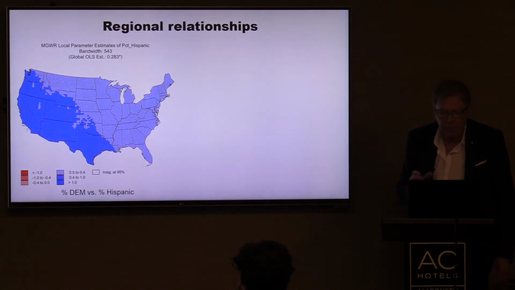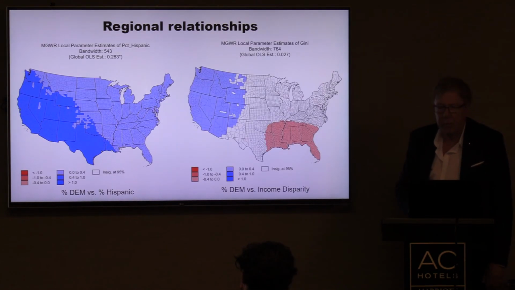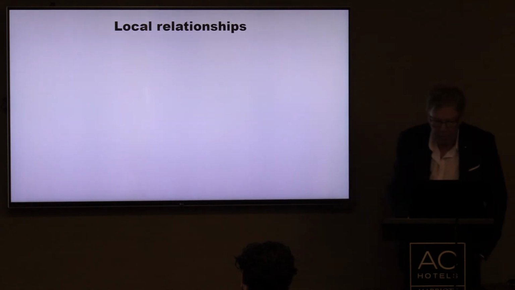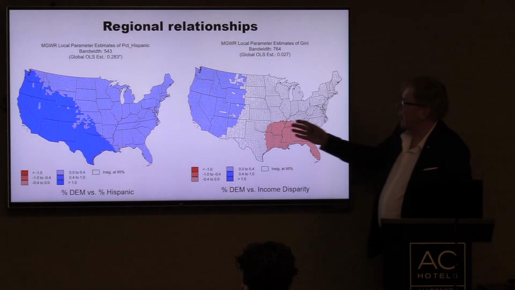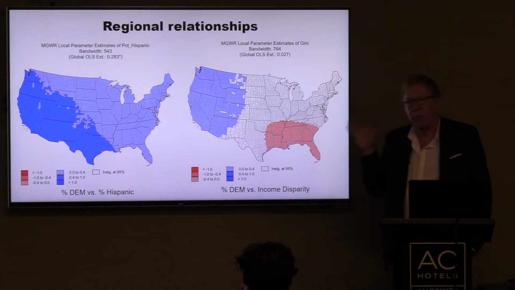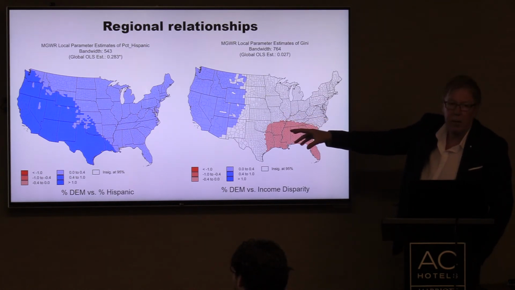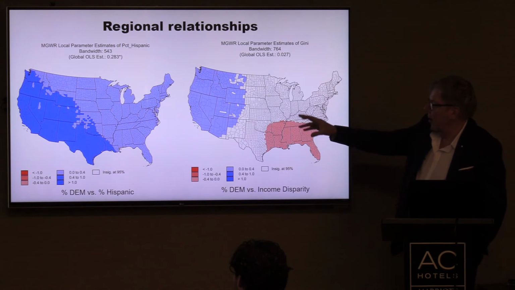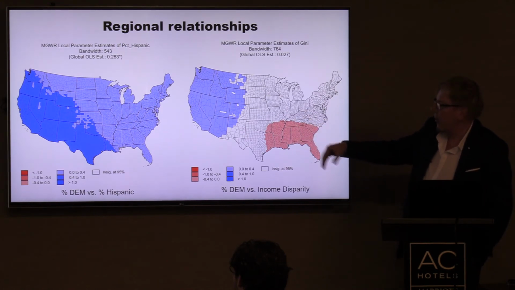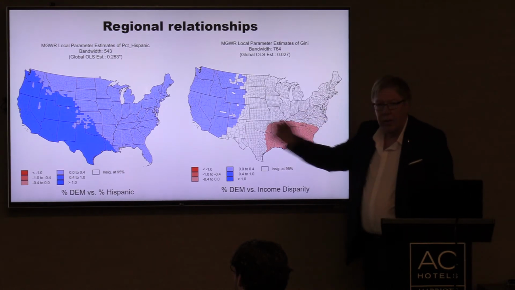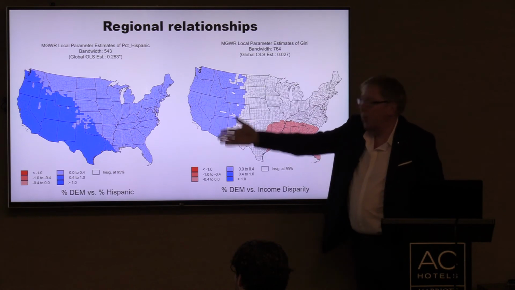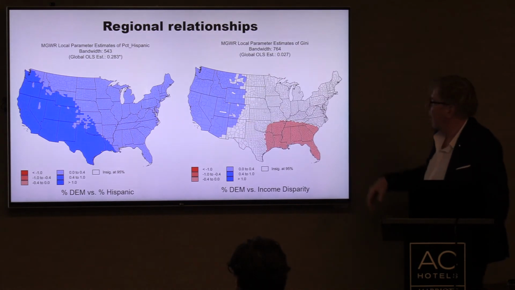Then we have a set of regional relationships where the parameter estimates vary over space, but on a kind of broad regional level. So the left-hand side is the conditioned impact of Hispanic concentration in each county on how that county voted for the Democratic Party. Obviously, it's significantly positive across the country, but it's stronger across the Southwest.